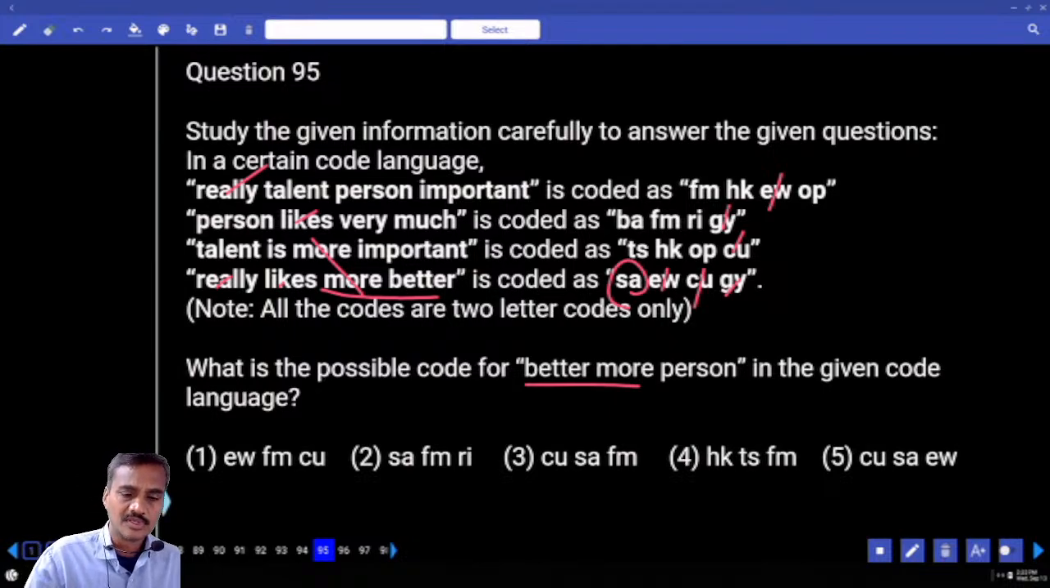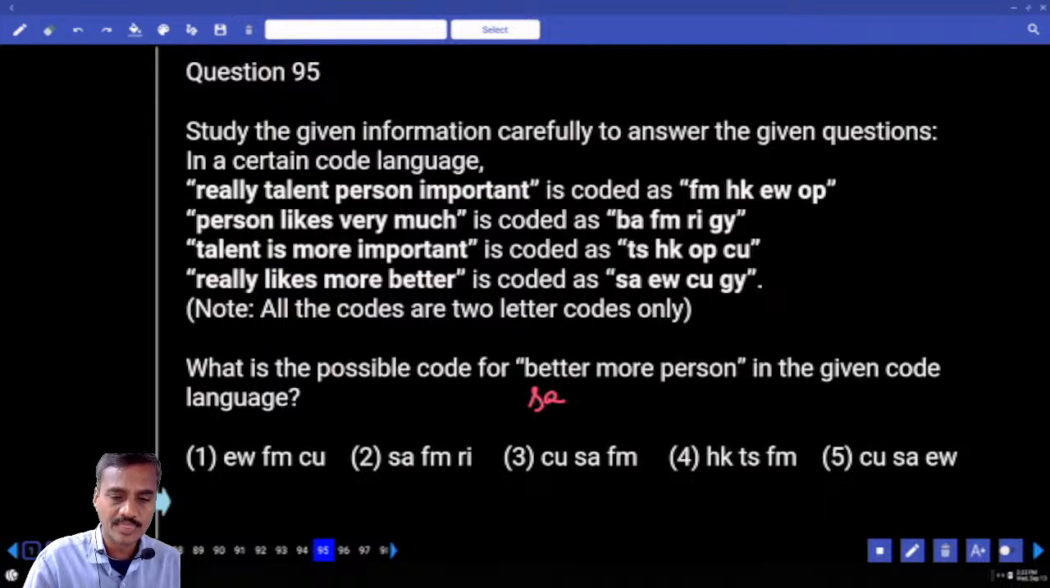And the code for better is what? SC. And SC is the code for the word better. And what is the code for more? What do we say for more? More is here and here, and CU is common between these two, the code for more. Now we are left with the person. Now where is this person?